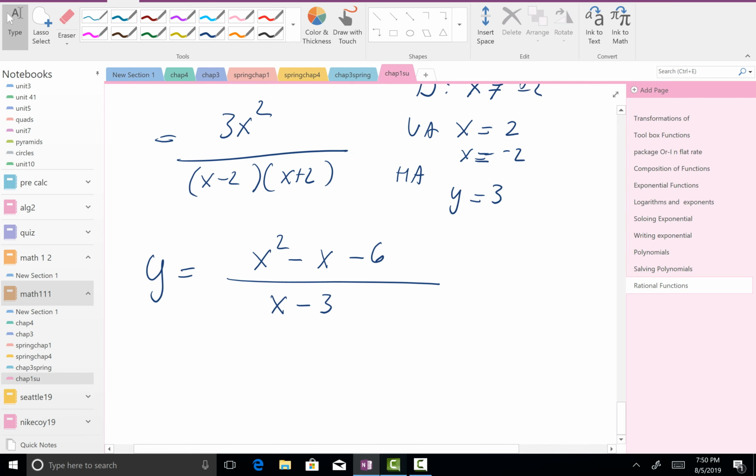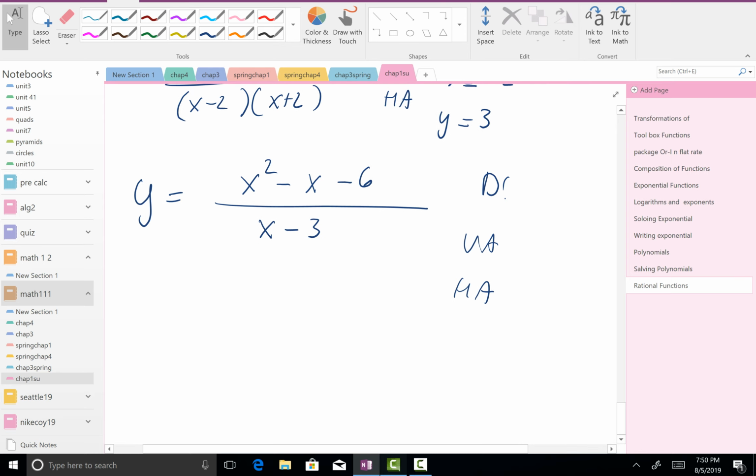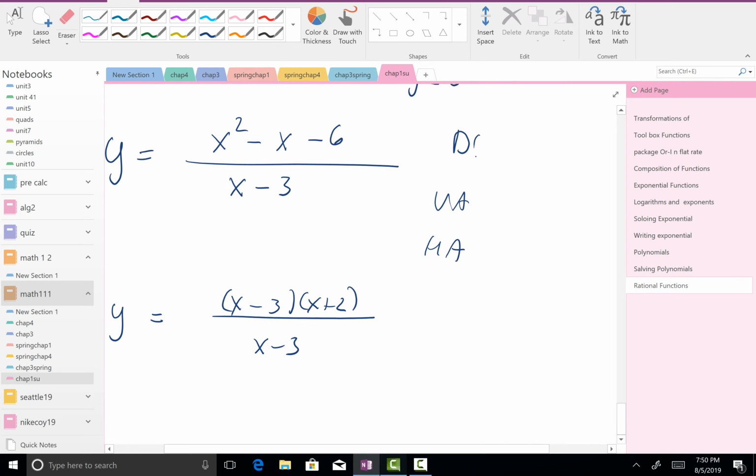Okay, here's another one. X squared minus x minus 6. Okay, again, we should factor this because that's going to help us. So we got to factor this top part. Bottom's done for us. We don't need it. X and x. What's going to be our factors on the top? X and x. Very good. 2 and 3 gives us negative 6. That's what we want. Okay.